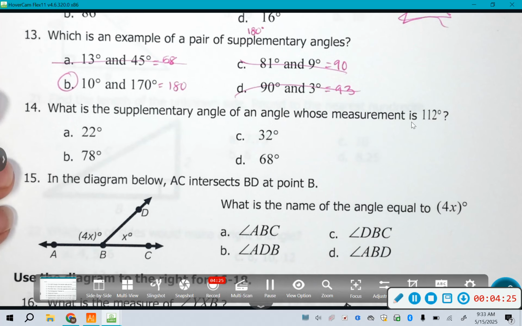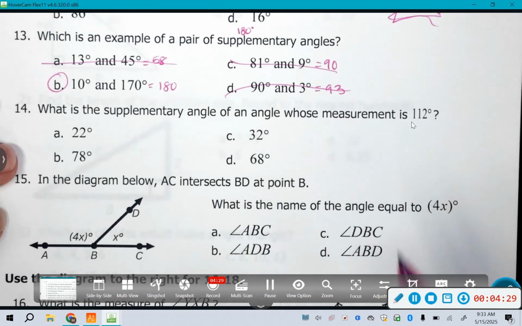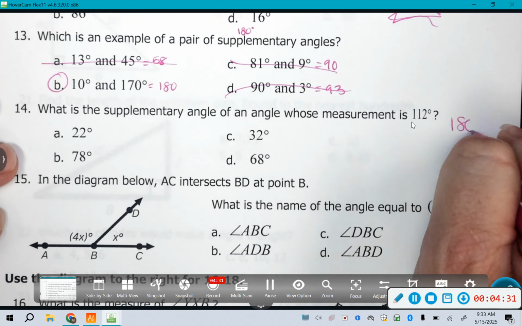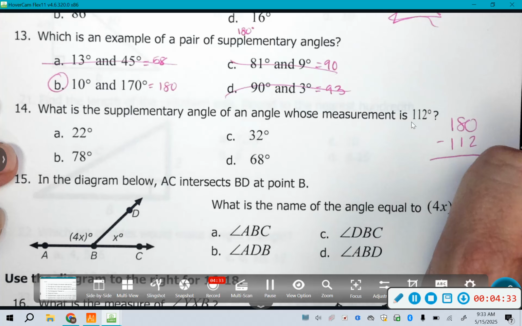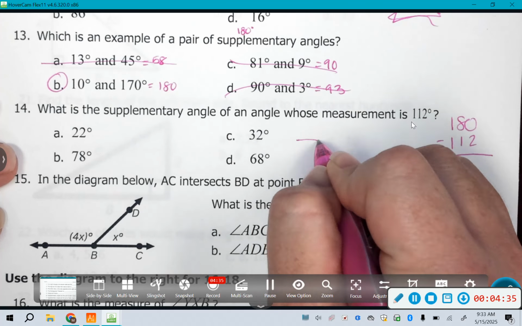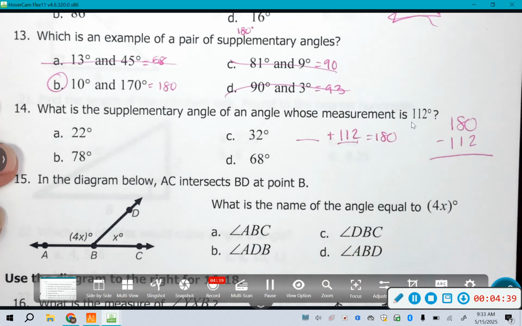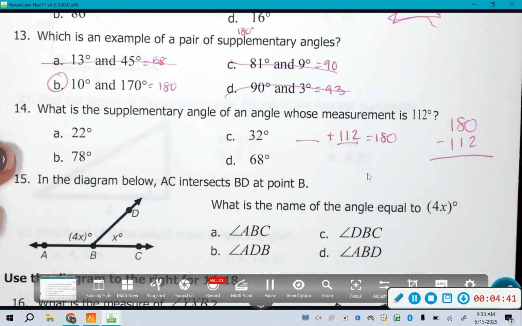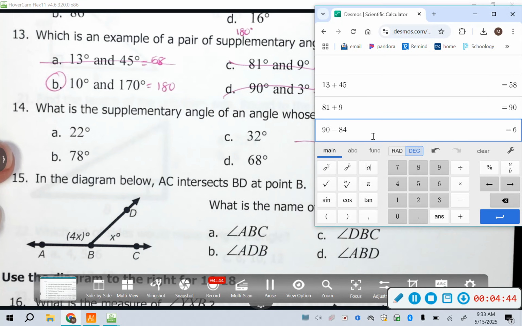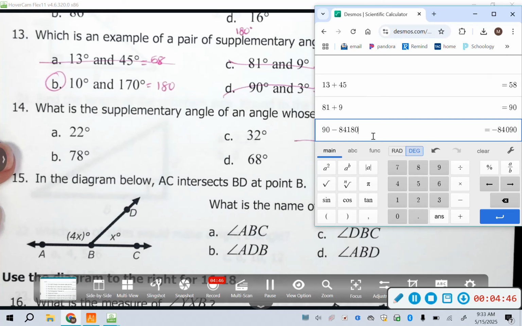Okay, then it says, what is the supplementary angle of an angle whose measurement is 112? Again, we know supplementary is 180, and remember, when I see supplementary, I know something plus something equals 180, and we already know one of them is 112, so the opposite is to subtract. So we're going to do 180 minus 112. And I get 68, which is D.